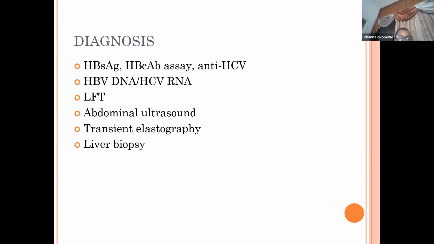So how do we make a diagnosis? Diagnosis is pretty simple. Simple serological tests like the surface antigen screening, which is the commonest screening we do. It's available both in rural communities and primary healthcare centers, and for hepatitis C, the anti-HCV antibody screening. The hepatitis B core antibody assay we don't routinely do in our environment, but I think in developed countries, it's something that is routinely done.